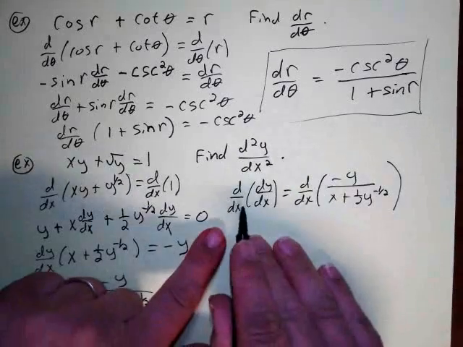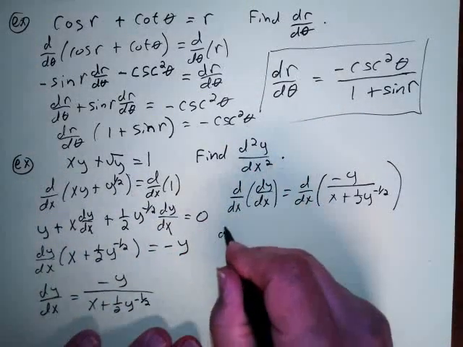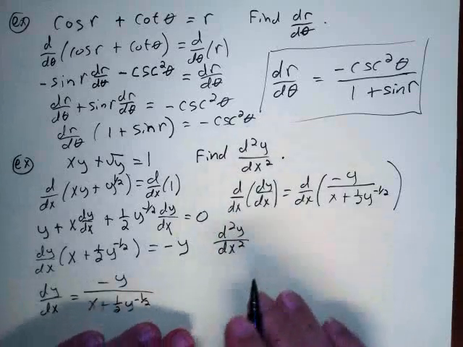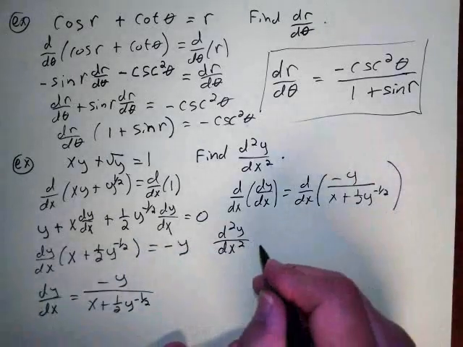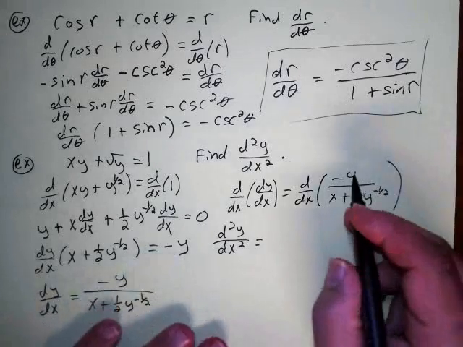Okay, now this is just that d squared y, so this would be d squared y over dx squared. That's the symbol for the second derivative. And now I'm going to take the derivative of that. For this, I'm going to need to use the quotient rule.